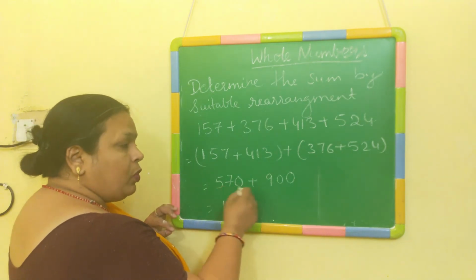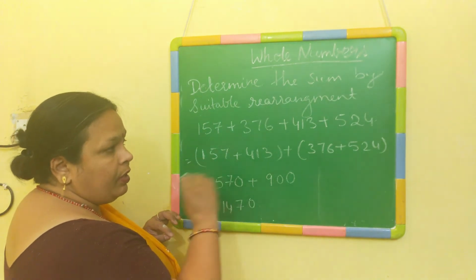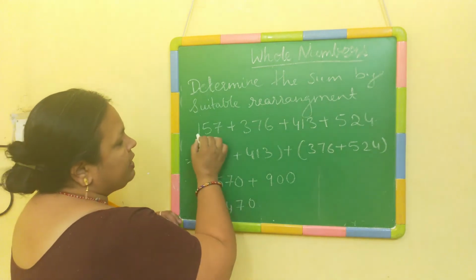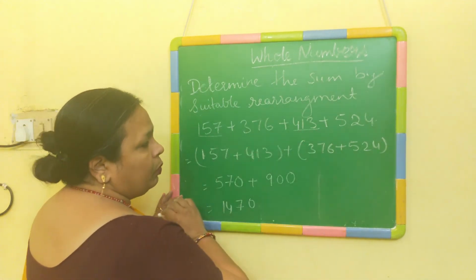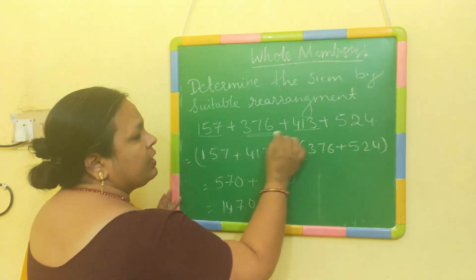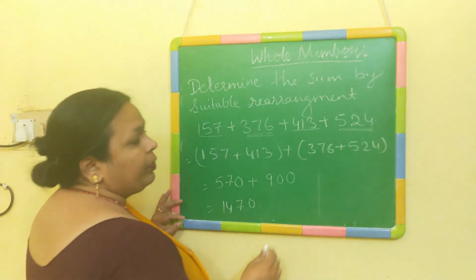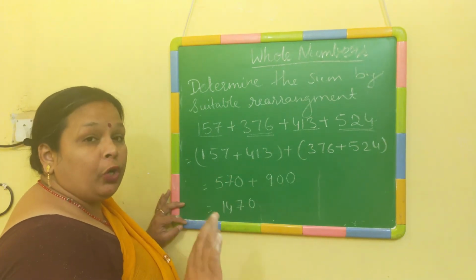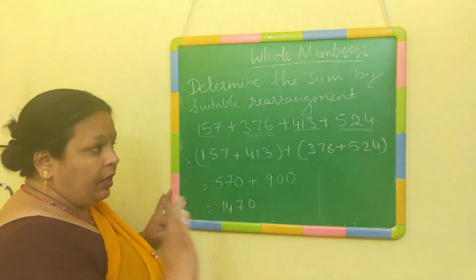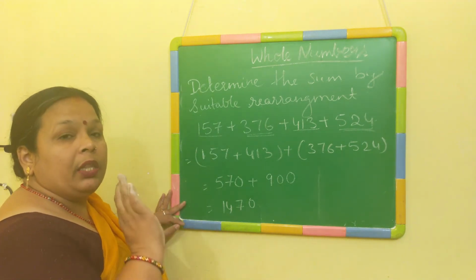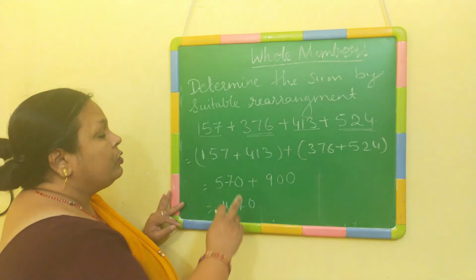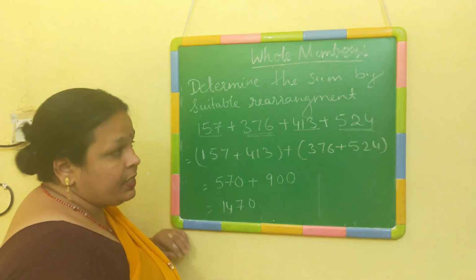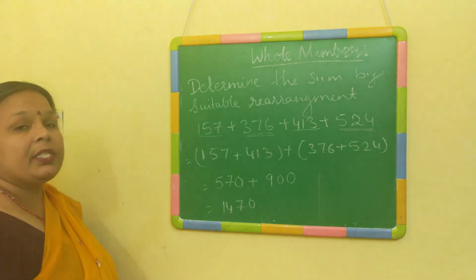Now if we want to do the calculation fast by rearrangement, observing some concepts in this, that means this number is to be added to 413 and 376 will be added to 524. Now when you add this, we have already seen that even if the order changes under addition for whole numbers, the answer will not vary. So similarly 570 plus 900 is equal to 1470. Let's move to the next example.